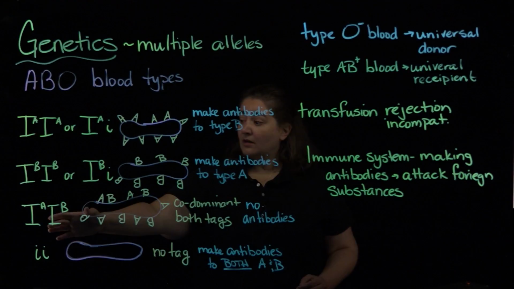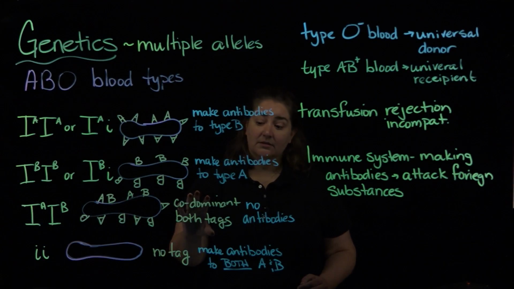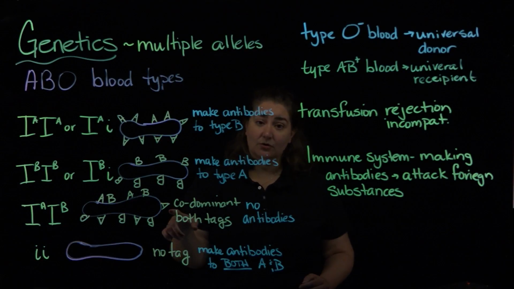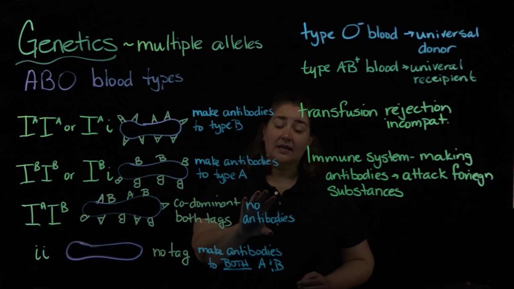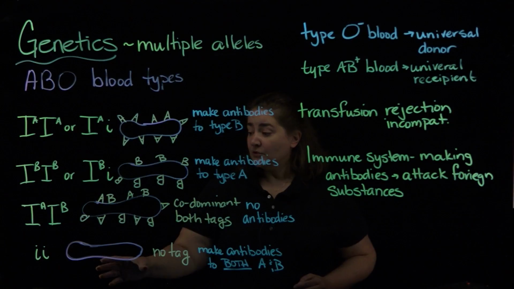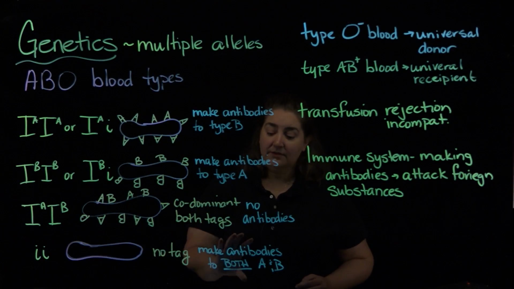AB is unique and is codominant, it has both tags on the outside of it. It would be detrimental if it made B antibodies, because that would destroy the red blood cells. It would be detrimental if it made A antibodies, because that would destroy the red blood cells. So folks with type AB blood don't make antibodies to the other alleles, okay? Folks who have type O blood, there are no tags on the outside of their red blood cells, so they're going to make antibodies to both, all right?